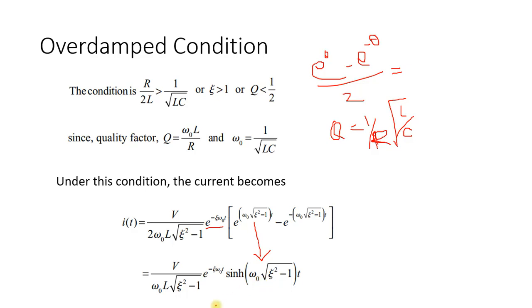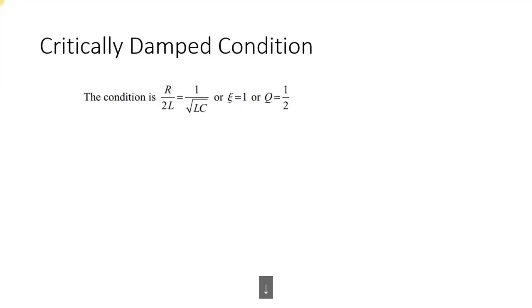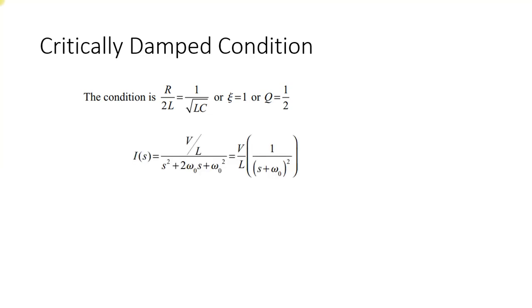Okay, so now this is the expression and this is the corresponding graph. Next, I move on to the critically damped condition. In this condition the value of zeta is equal to 1, therefore the quality factor is equal to 1 by 2. Now you substitute these values. The resultant equation should be like this.